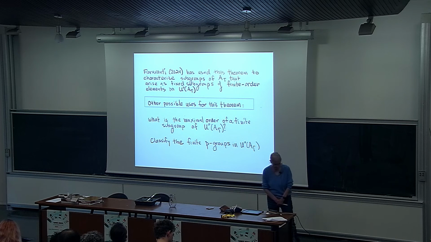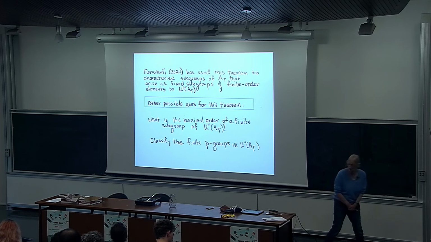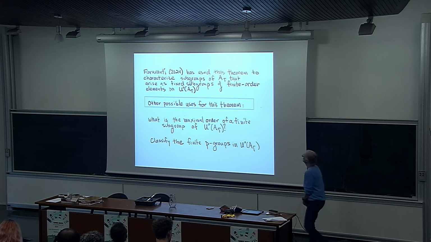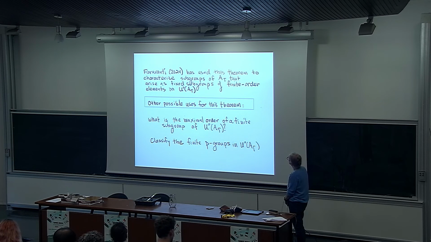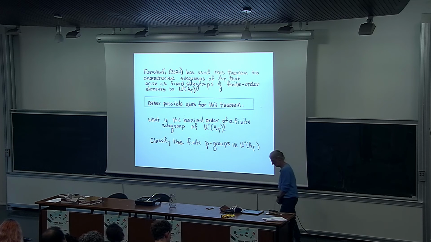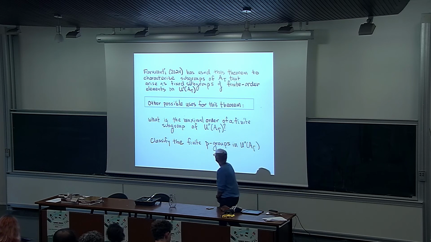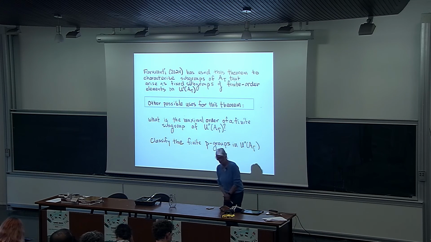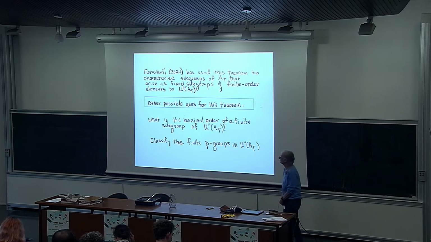Right. So it's already been useful. Elia Fioravanti used this theorem to characterize subgroups of A gamma that arise as fixed subgroups of finite order elements in U0 of A gamma. Other possible uses for this theorem that we haven't really explored too much are, like for free groups, they're realized on graphs. Free subgroups of finite subgroups of U of A gamma are realized on these gamma complexes.